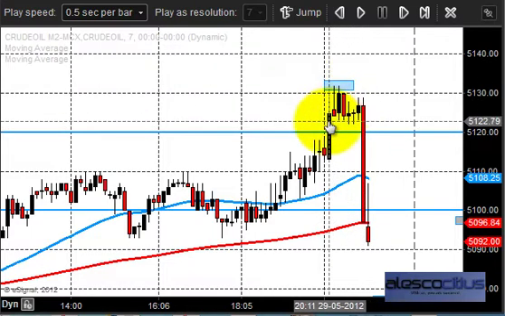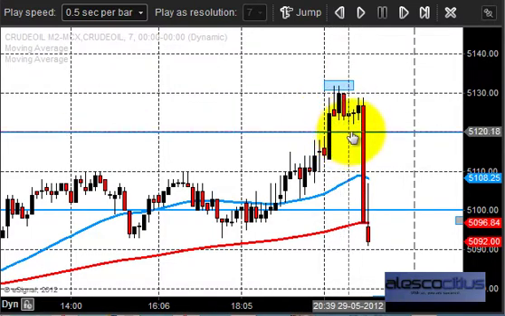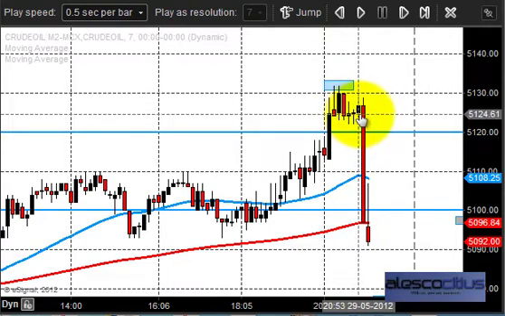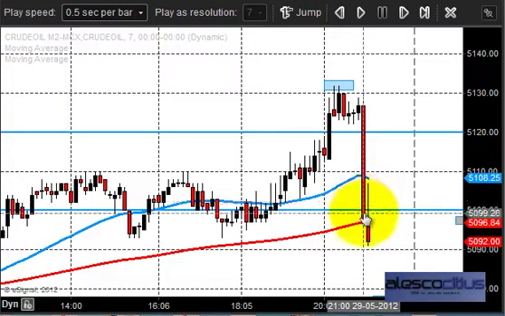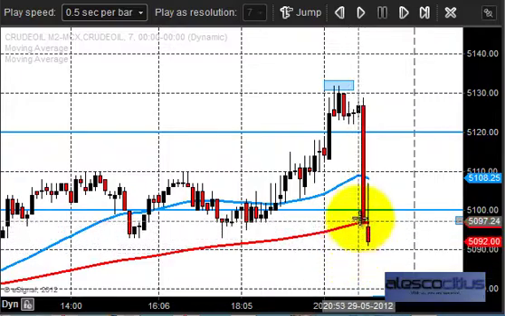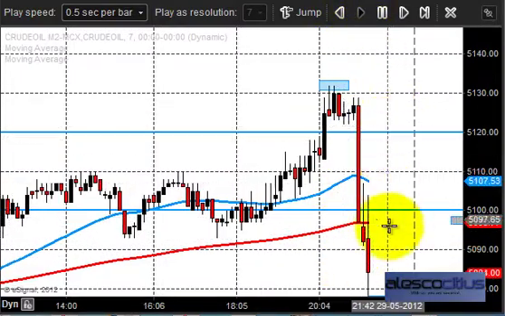But unfortunately it is not testing this 5120, and by a failure to sustain above this 5120 it pushed the market down, and it broke the major zone. We entered into the major key decision zone, and it was also quite successfully broken. So let us see what happened after that.